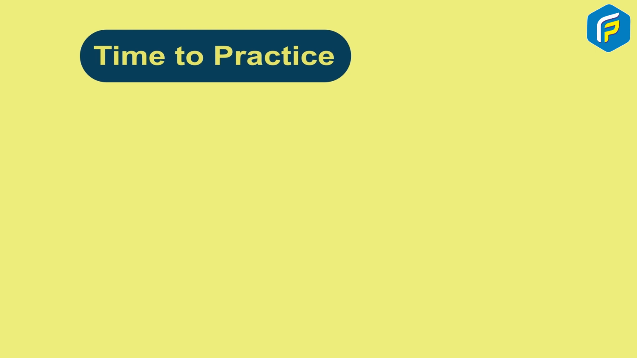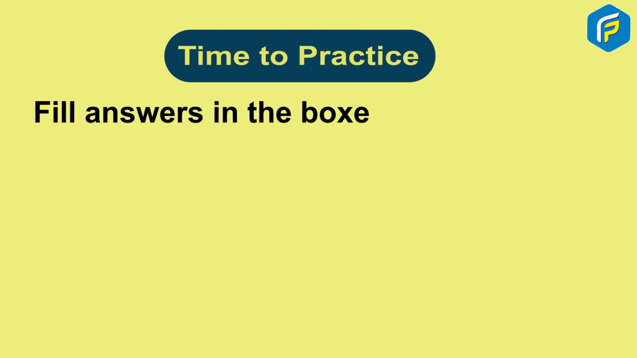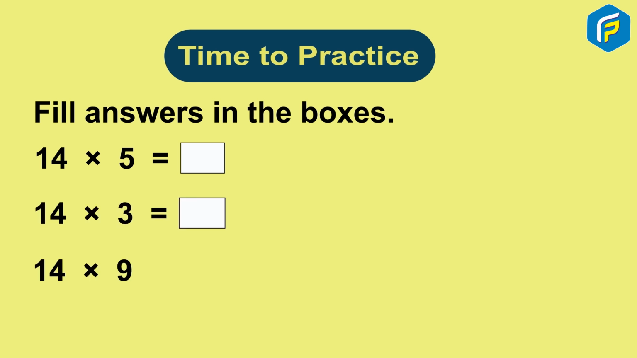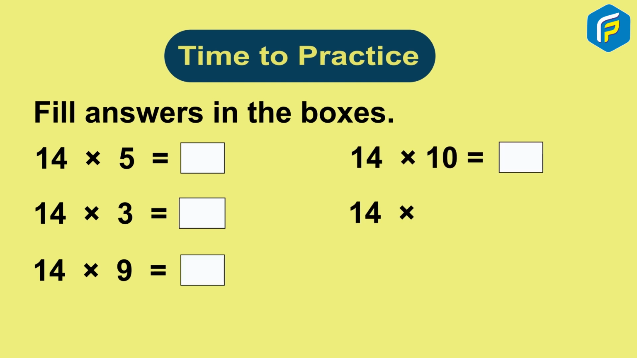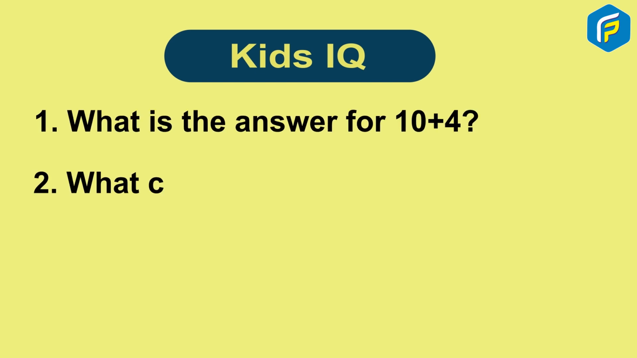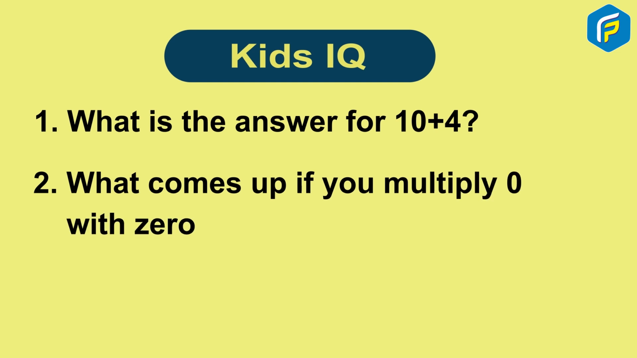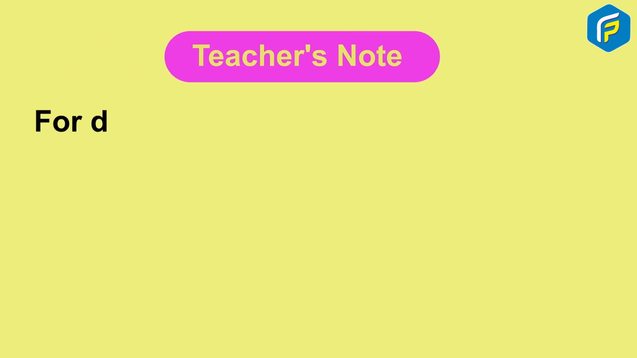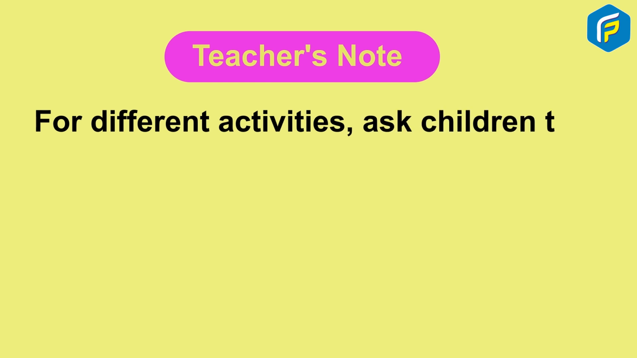Time to practice. Fill answers in the boxes. 14 into 5 is equal to, 14 into 3 is equal to, 14 into 9 is equal to, 14 into 10 is equal to, 14 into 1 is equal to, 14 into 6 is equal to. Kids IQ. What is the answer for 10 plus 4? What comes up if you multiply 0 with 0? Teacher's note. For different activities, ask children to prepare a rhyme on numbers.